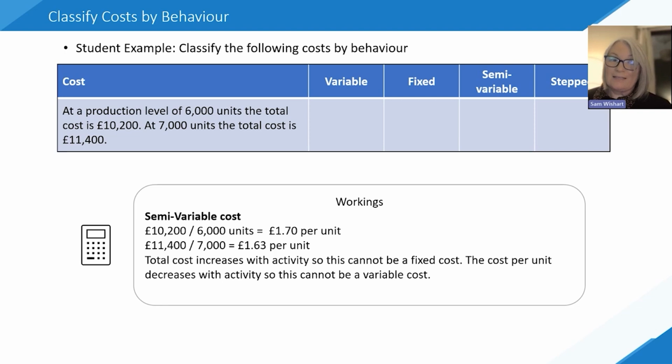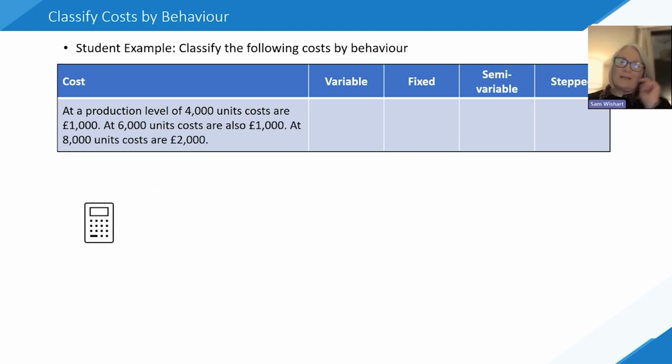If we calculate this out, we can see the cost per unit is going down the more units are produced. So that tells us it can't be a fixed cost because the cost is different at each level of activity, but this is actually a semi-variable cost. Same amount of variable cost in each unit, but the fixed cost is being shared out, so the cost per unit goes down the more units that are produced.